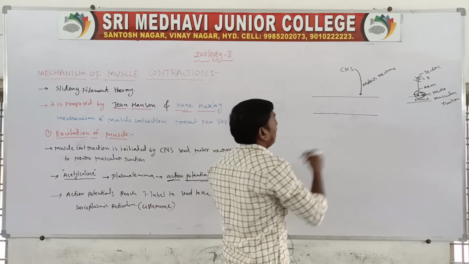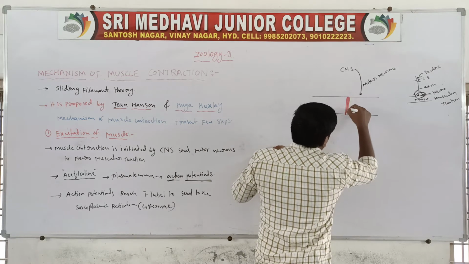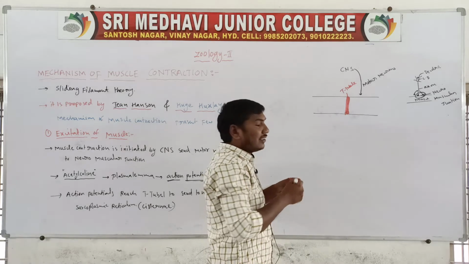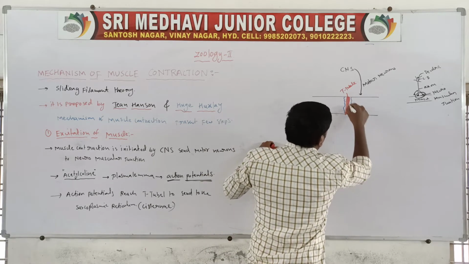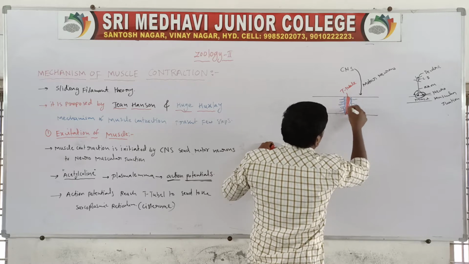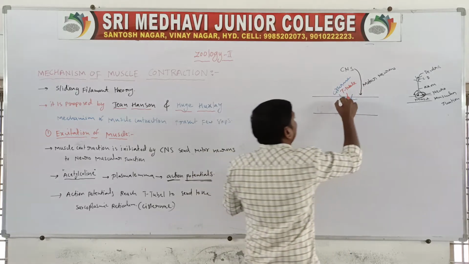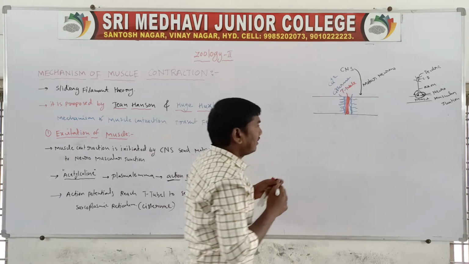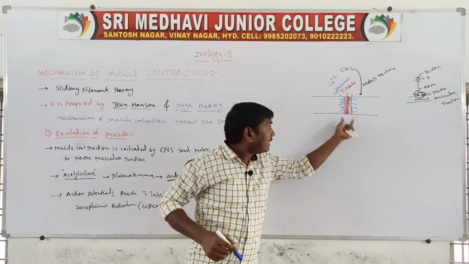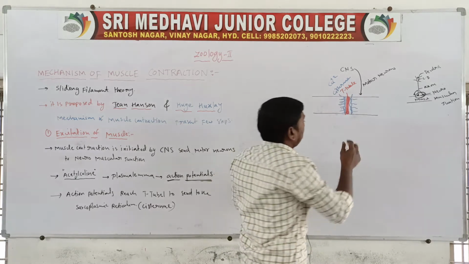Muscle contains a triad system. A triad system means one T-tubule with a cisternae on either side. The cisternae contain calcium ions. The action potential reaches the cisternae of the triad system. Triad system means one T-tubule with a cisternae on either side, so there are three parts. That is why it is called a triad system.